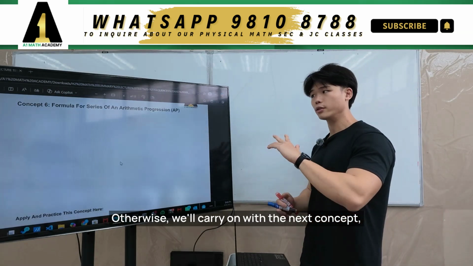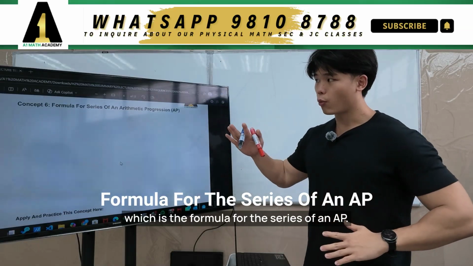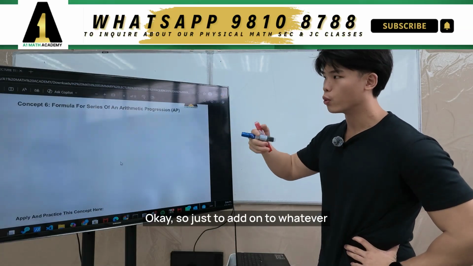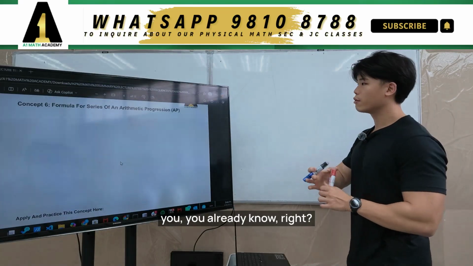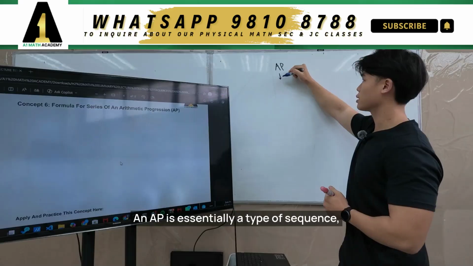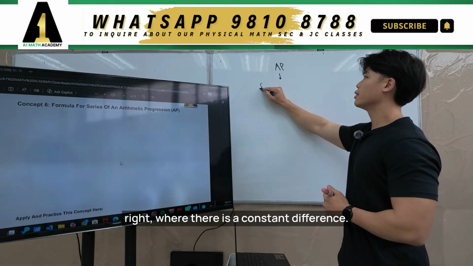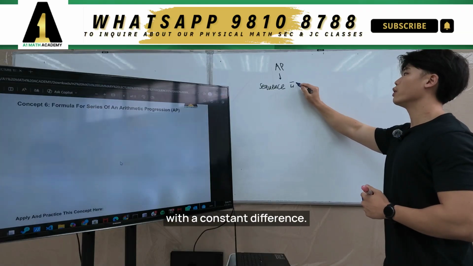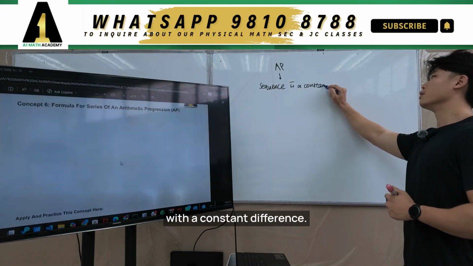Otherwise, we'll carry on with the next concept, which is the formula for the series of an AP. Just to add on to whatever you already know, an AP is essentially a type of sequence where there is a constant difference. So we can say that it's a sequence with a constant difference.